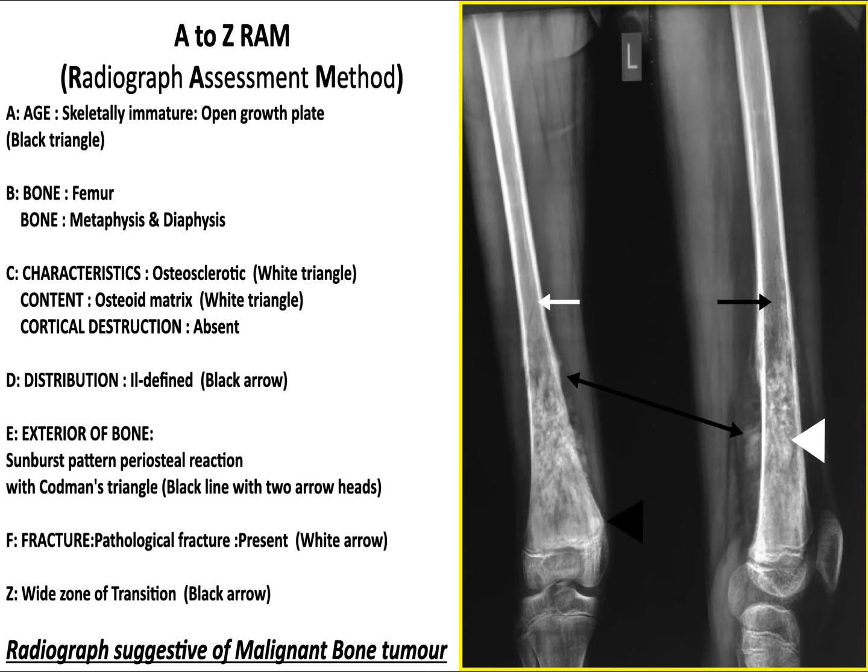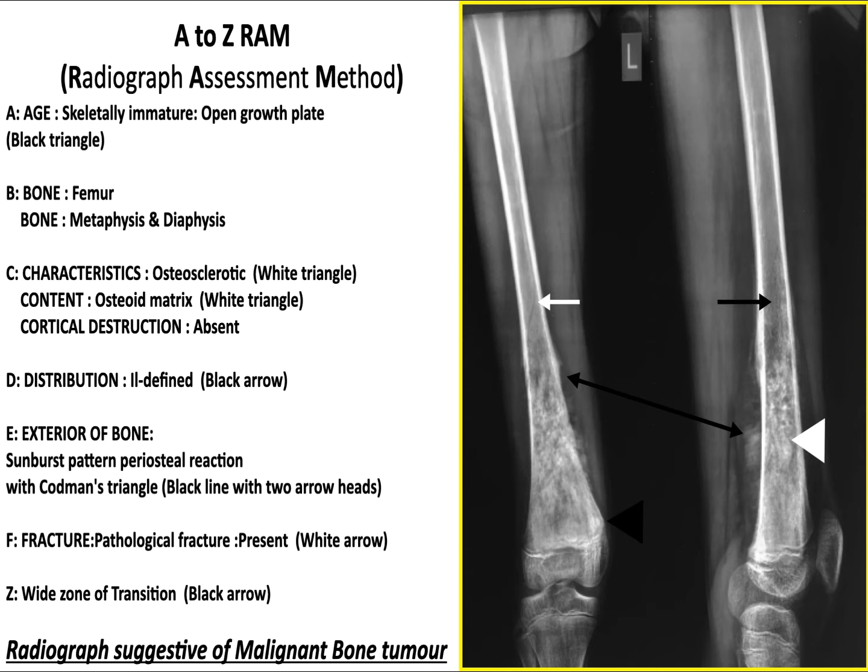The black triangle is pointing towards the physis. So the physis was open in this case. So it's a skeletally immature child. Which bone is affected? Here it's a long bone, that is the femur. Which part of the femur? The ends of the bone are called epiphysis. The middle or shaft part is called diaphysis. So here the lesion was involving the metaphysis and diaphyseal area.